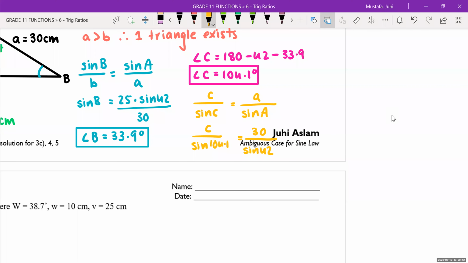So I'm just going to move on here. C is going to be equal to 30 times sine 104.1 all over sine 42. 30 times sine 104.1 divided by sine 42. I get 43.5 centimeters. Did you guys get that as well?